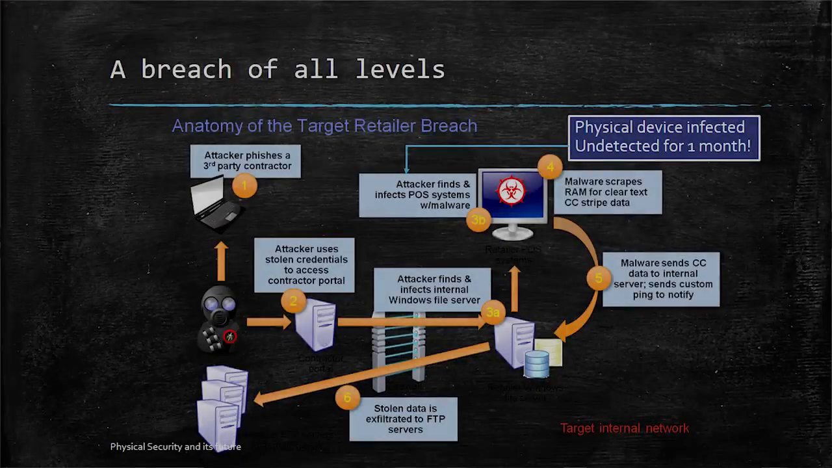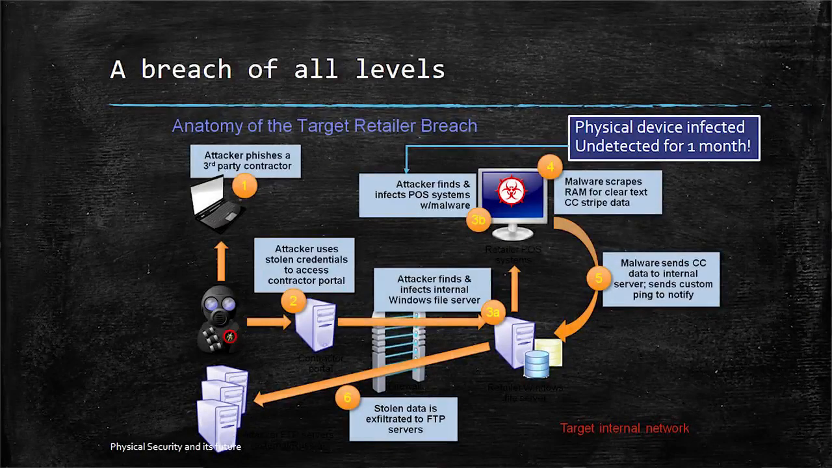If I take, for instance, a retail outlet, how can a breach take place? Primarily, you look at the attacker who phishes a third party contractor. The attacker uses stolen credentials to access the contractor's portal. The attacker finds and infects an internal Windows file server. The attacker is then able to infect point of sale systems.